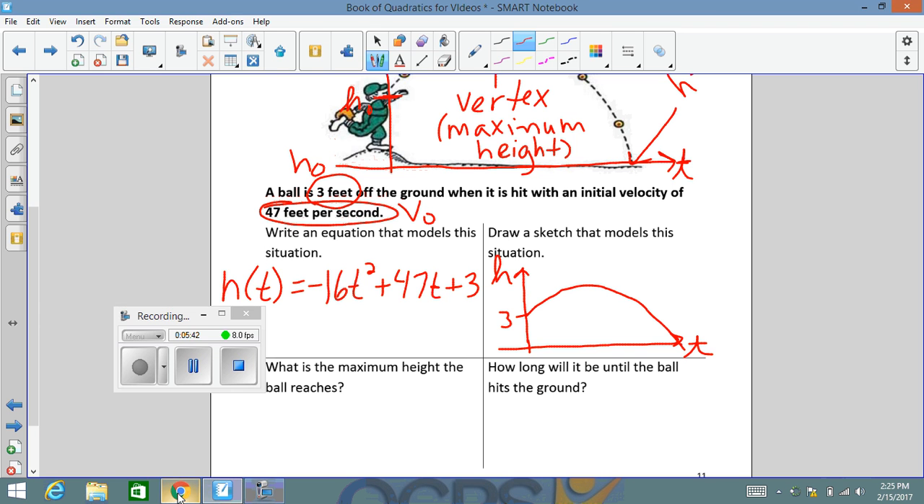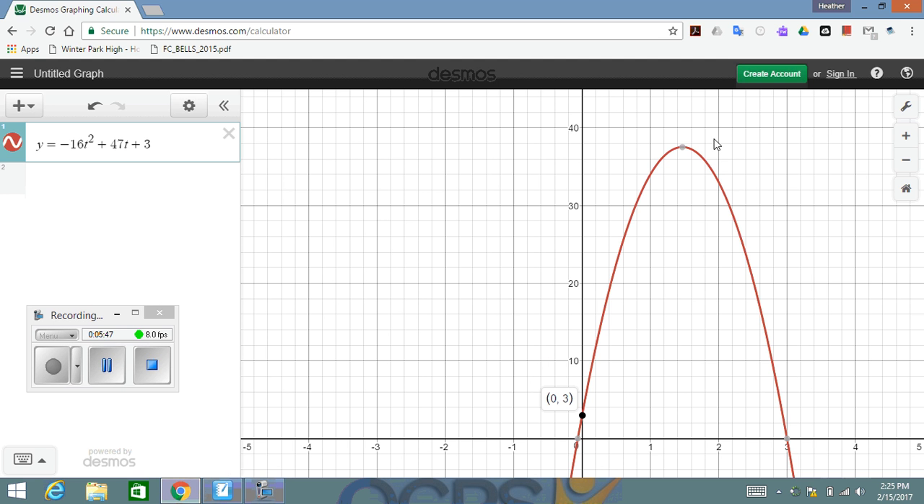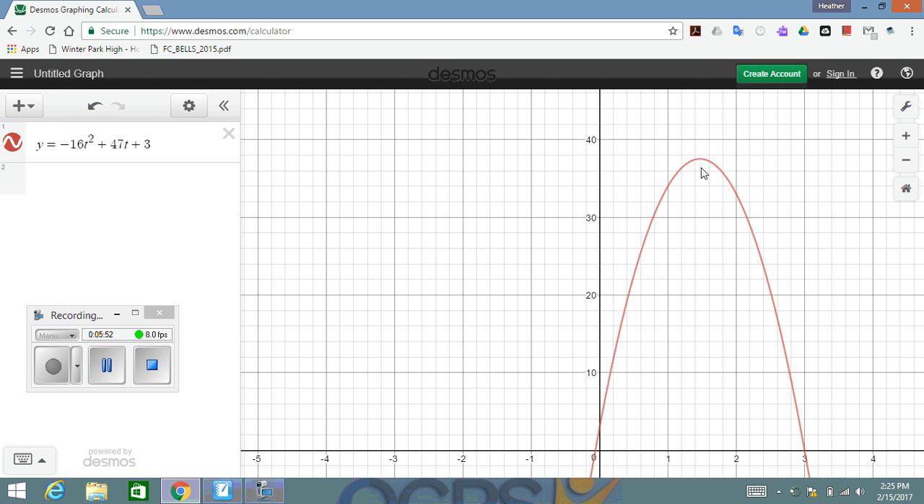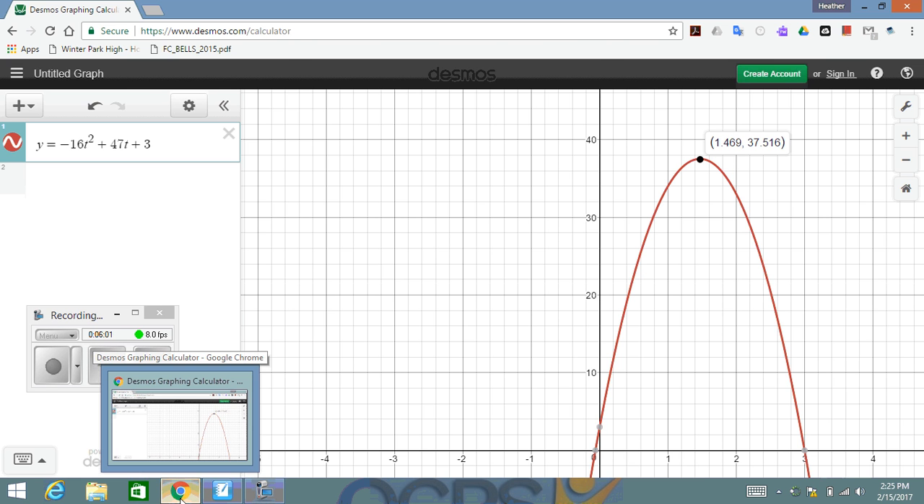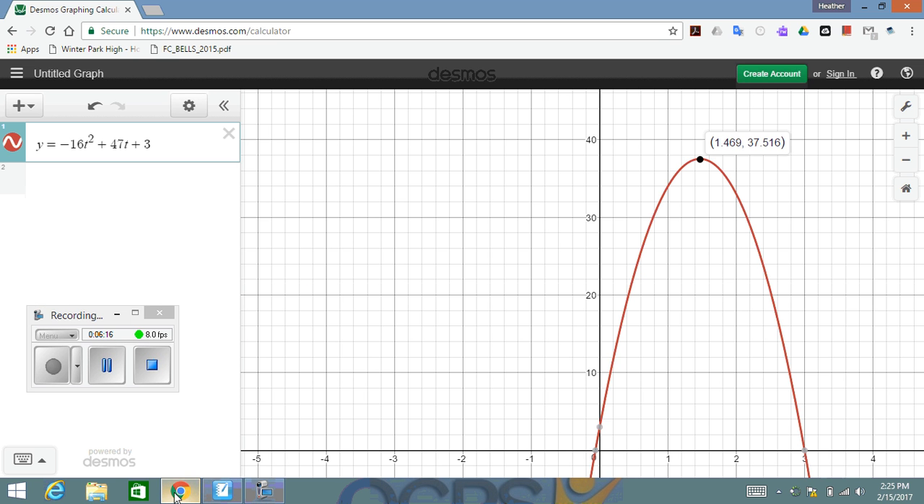Now, the first question that was asked, what is the maximum height the ball reaches? For that, I'm going to go to my vertex. So this is when it happens, the 1.469, that's my time. My maximum height is 37.516. So I'm going to just fill that answer in. I'm using technology so I don't have to do all of that arithmetic. 37.516. It's a height, so we're going to put feet because we're measuring in feet here. Let me make sure I got that right.